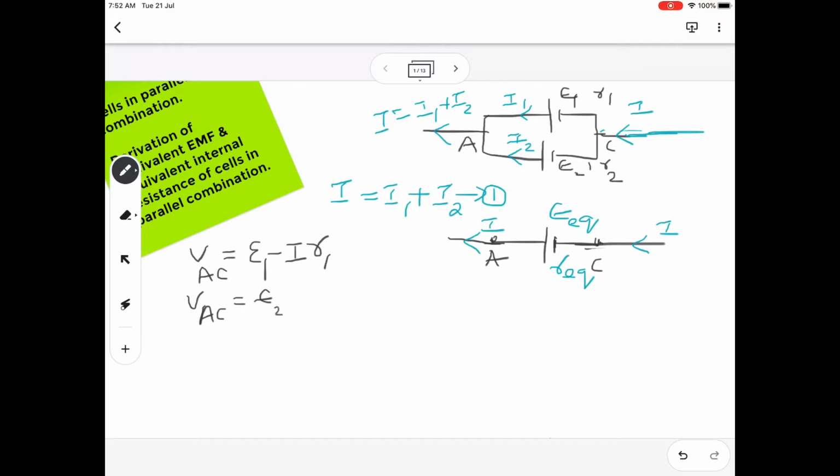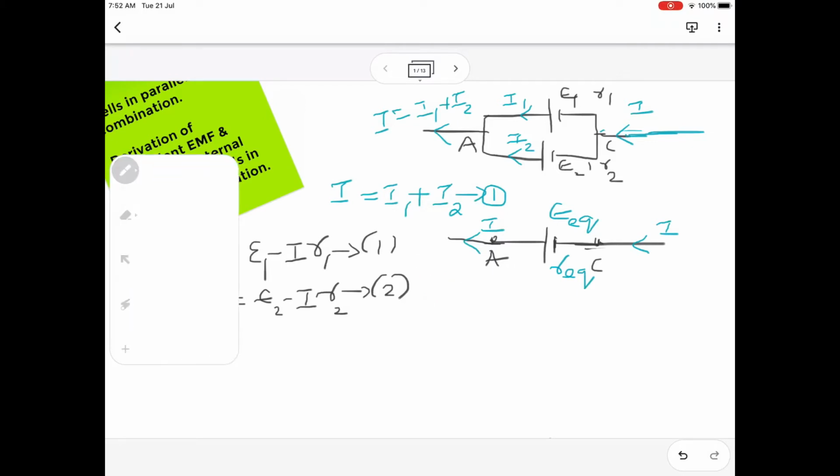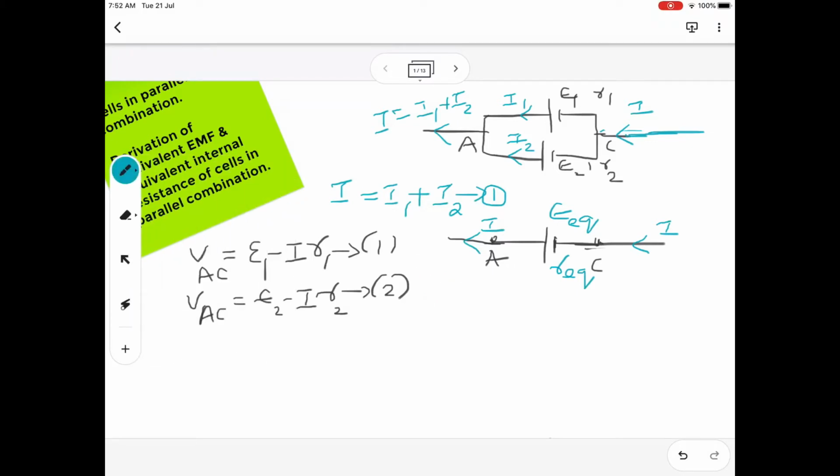Now we'll write V_AC equations with respect to the branch containing cell number 1 and also cell number 2. So V_AC, we write like E1 minus I1R1 with respect to the first cell, then E2 minus I2R2 with respect to the second cell. So equation number 1 is E1 minus I1R1. Equation number 2 is E2 minus I2R2.